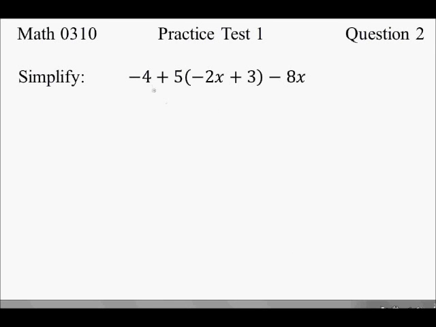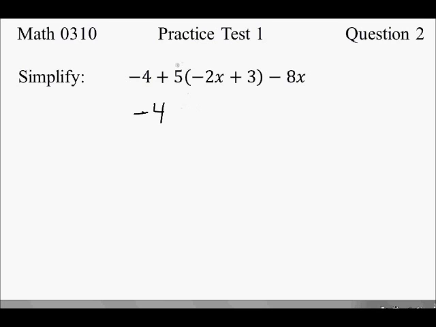Question 2 says simplify. So we have a minus 4 plus 5 times this quantity minus 8x. So we start by looking inside the parentheses, see if there's anything we can simplify. Since these are not like terms, we can't simplify anything inside. So we look at the first operation we want to do, which is the multiplication, 5 times this quantity here. So let's leave our minus 4 to start with.